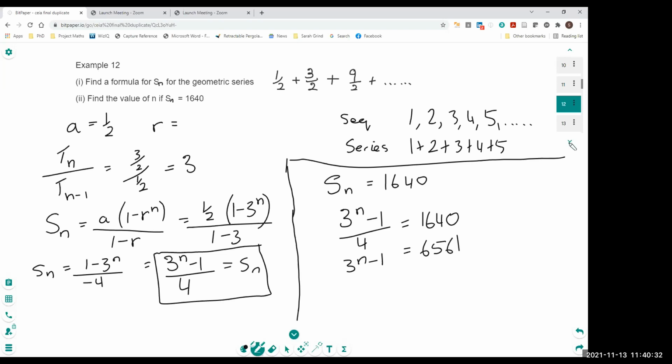3 to the power of n minus 1 is equal to 6561. Here, to solve this, you need to go to your logs. So you get the log of both sides. So you get n is equal to the log to the base 3 of 6561, and that's equal to 8, which means that S of 8 is equal to 1640. What does that mean? That when you add up all the terms, from 1 to 8, you get 1640. So in that question, you were looking for n. You have to solve for n.